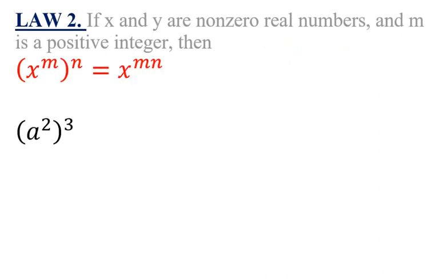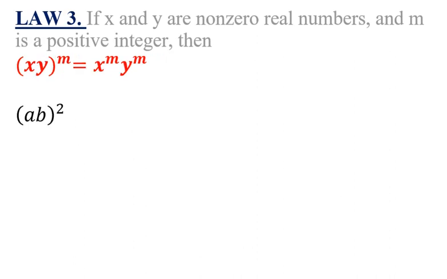Second law: if x and y are non-zero real numbers and m is a positive integer, then x raised to m, raised to n, is equal to x raised to mn. Okay, kapag ganito, example yan. So, yung exponent ng nasa loob tapos exponent na nasa labas, pag-multiply lang natin. For example, a raised to 2, raised to 3. So, yan, magiging a raised to 2 times 3, and 2 times 3 is 6. So, yan ay magiging a raised to 6.